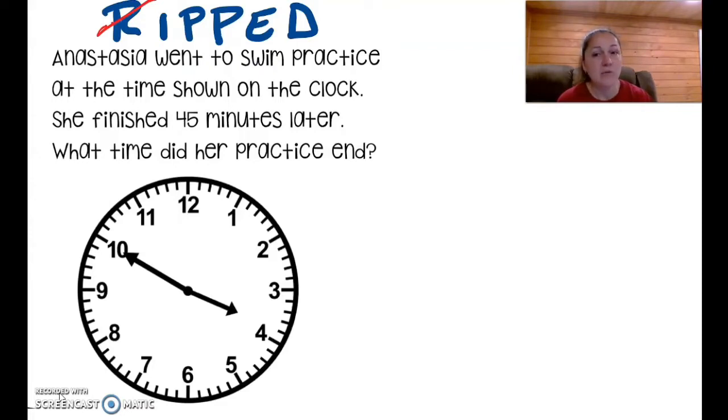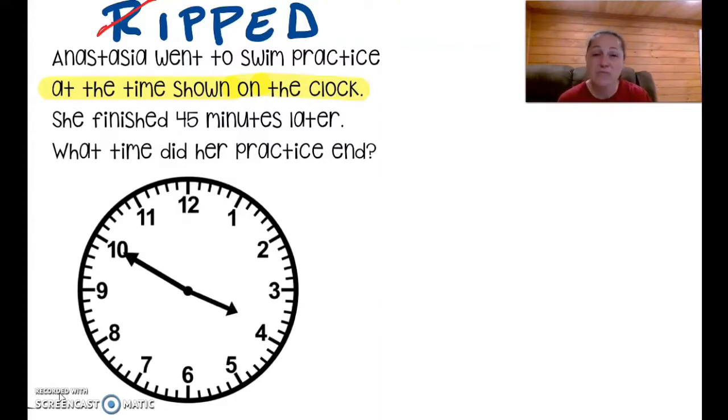Now, that's kind of a weird sentence. There's not numbers in there. There's really not specific information. But we know that we need the time on the clock. So I might highlight here, at the time shown on the clock, because that tells me that's when all of this started.